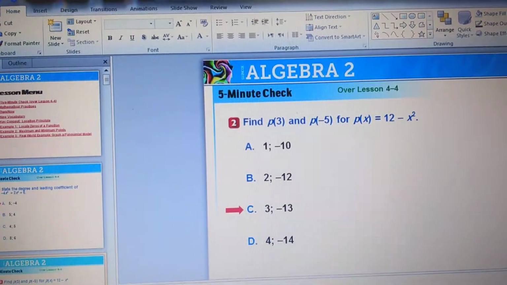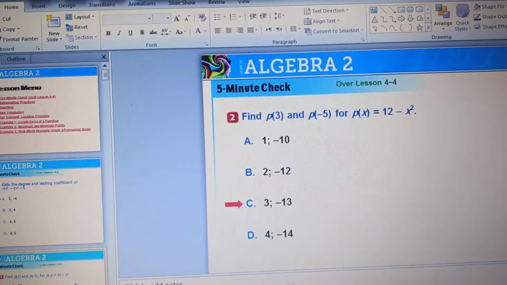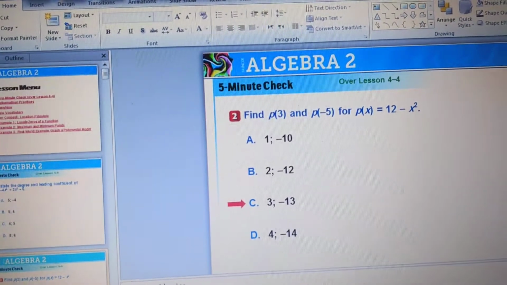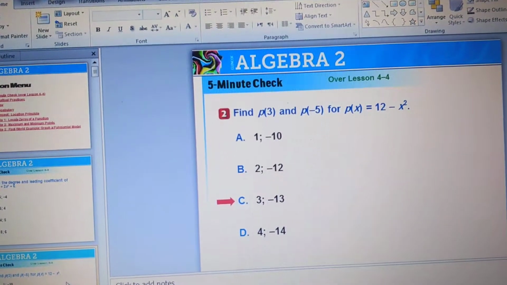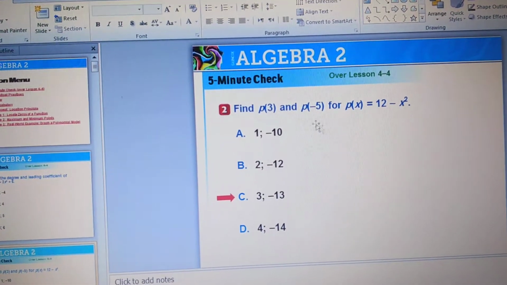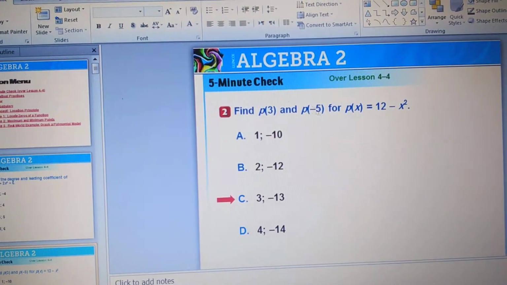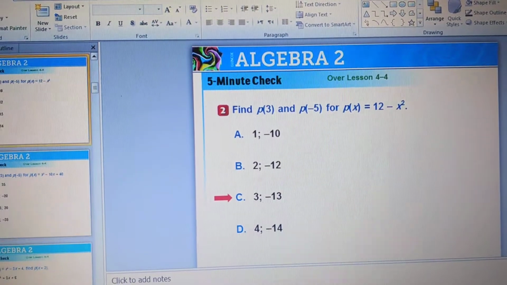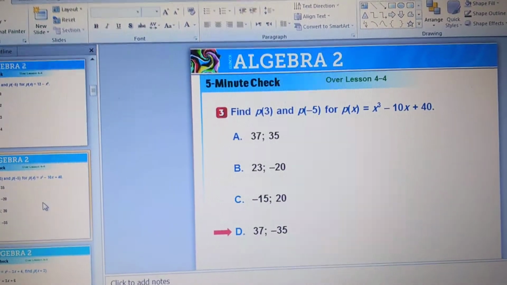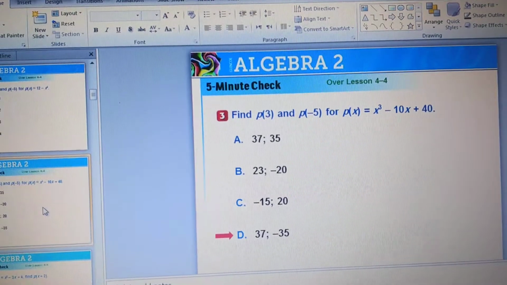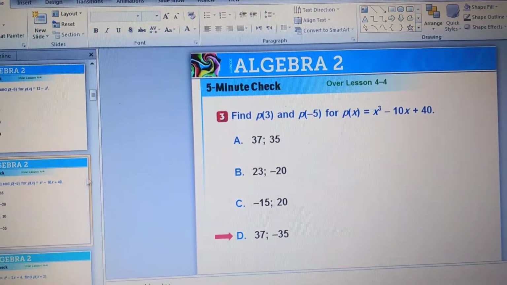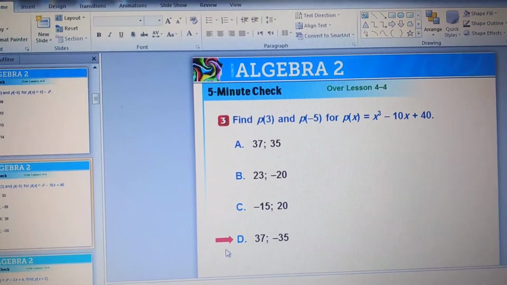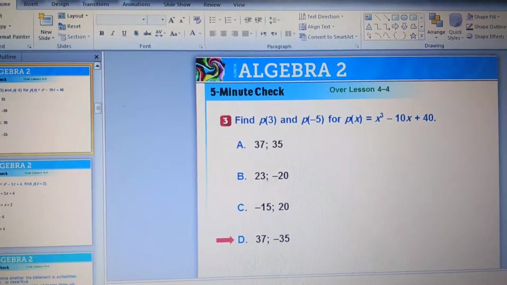Here he wants me to find P(3) and P(negative 5) for P(x) equals 12 minus x squared. What shall you do here? You only replace x by 3, then you replace x by negative 5 and calculate to find the answer. Here, the same. We replace x by 3 and x by negative 5 and calculate to find the answer.